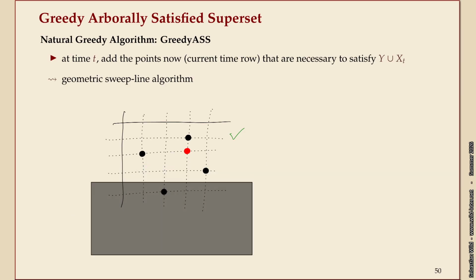I'm revealing the next point. What happens? There's a bunch of rectangles. So there's this one, there's this one, and there's this one. The smallest among those is clearly this one. So if I put a dot here, it happens to satisfy all the other rectangles.